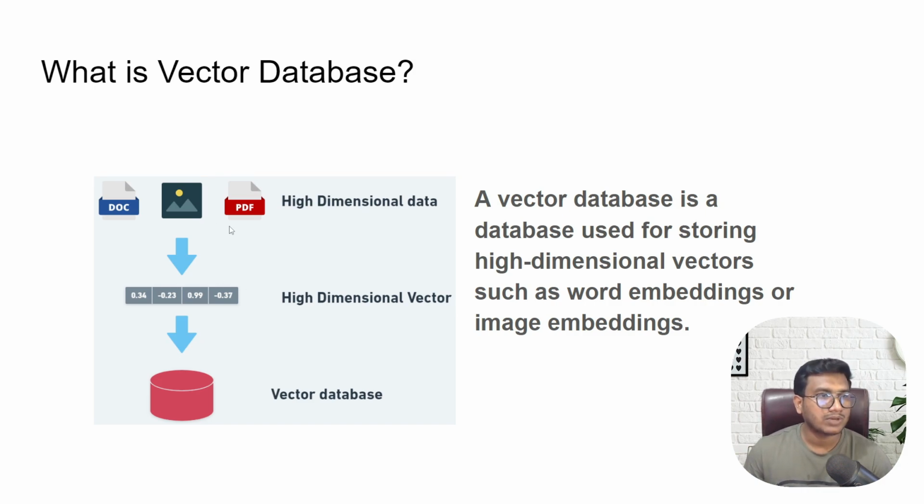So what we have to do inside the vector database concept is first convert these higher dimensional documents to higher dimensional vectors. You can see we are converting these documents to a vector representation, and this vector we store in the database. This is called a vector database.